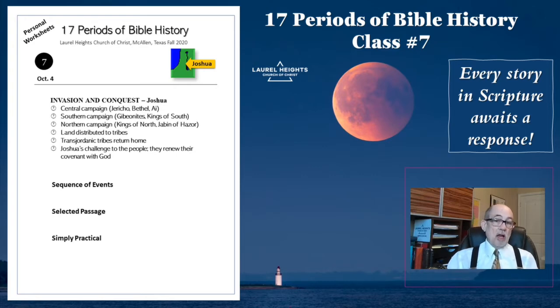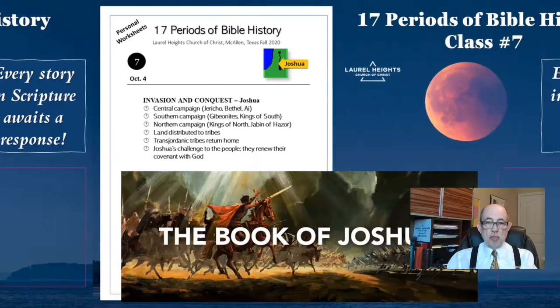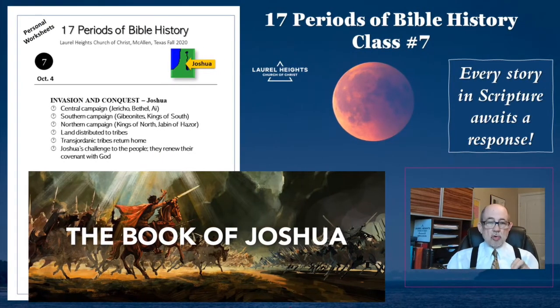So we're not analyzing verses, digging deep into concepts, or bringing up every event. This is a summary approach through the 17 periods of Bible history. In this class, I need for us to continue with our Bibles open to the book of Joshua. I'm going to take us through a quick trip in the book of Joshua. Let me begin by saying some things about the book in general.